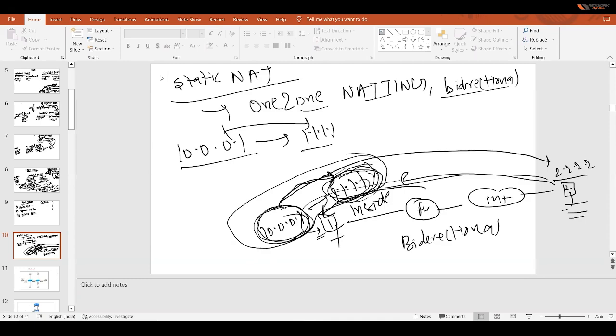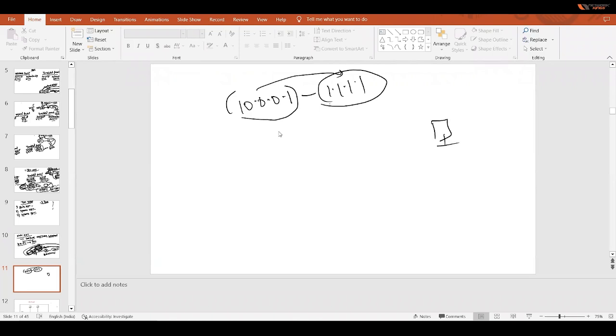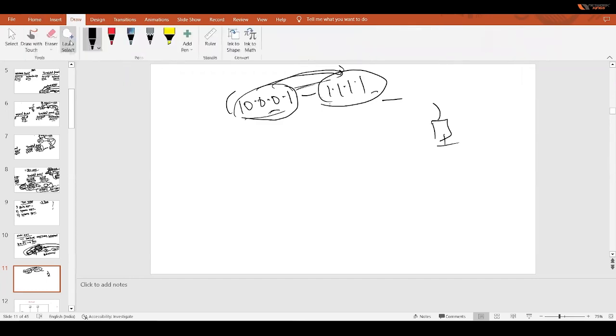That point is clear, guys. Static NAT means it is binding to one IP, one-to-one netting. This PC is bound with this IP. So even if anyone from the outside initiates traffic to 1.1.1.1, the traffic by default comes to this PC because it is binding together.